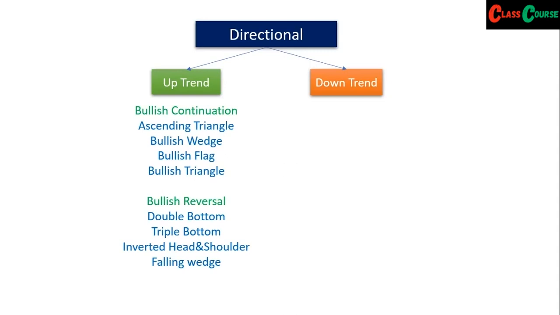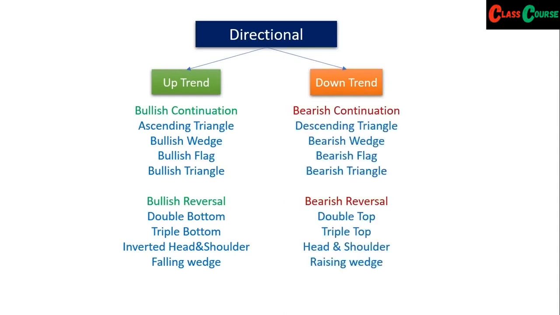And when it comes to bullish reversal, bullish reversal means when the market might be at the bottom side, we call it a support. At that bottom, you can look for double bottom and triple bottom, inverted head and shoulder and falling wedge. So these are the four kinds of chart patterns you can look for in a bullish reversal. The same opposite is in downtrend.